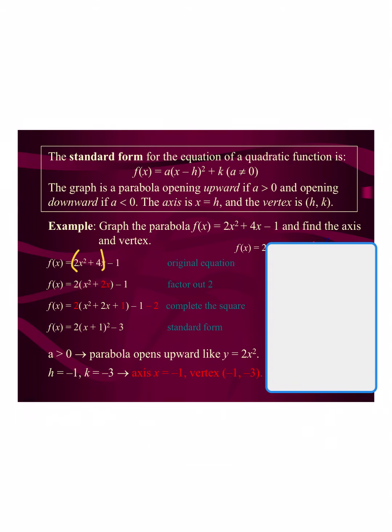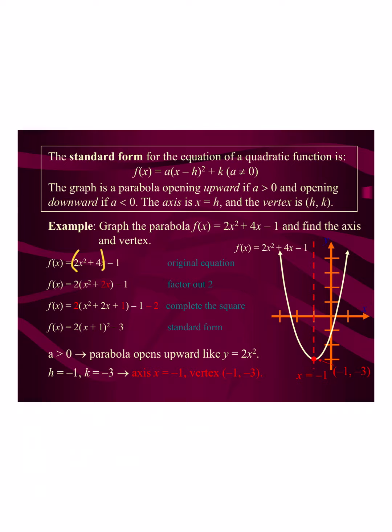My a value is positive 2, which means it's going to be opening up. So when I draw my parabola, I'm going to have a vertex at negative 1, negative 3, and I'm going to make sure that it's going up. If you look at our final graph, you can see that we have exactly that. You can see we have a vertex down here at negative 1, negative 3. Our axis is going through that vertex at x equals negative 1, and it's a positive parabola, so it's opening up.